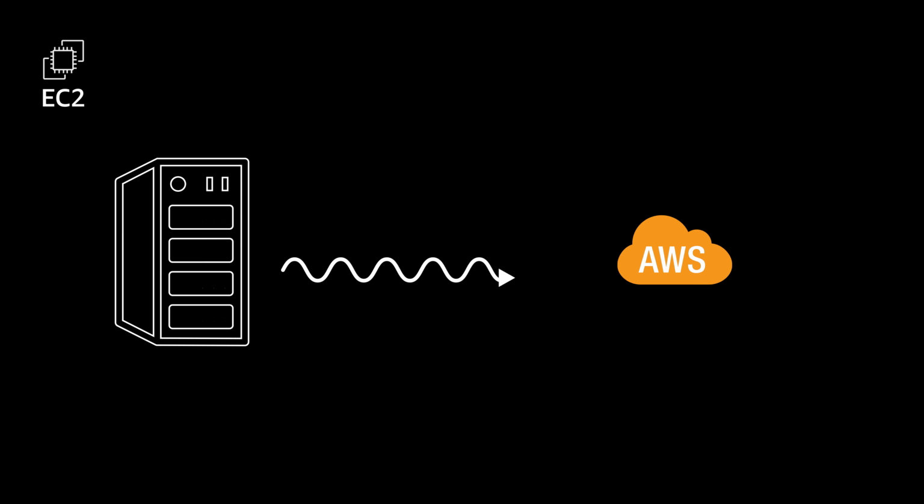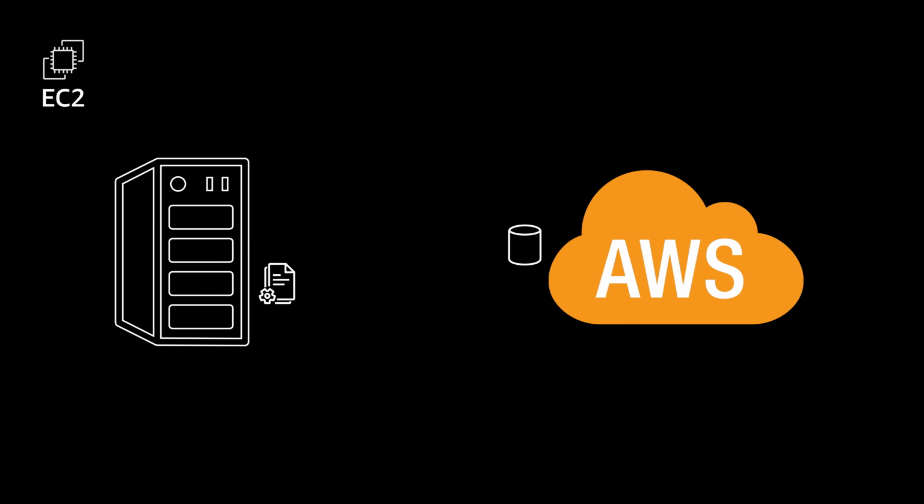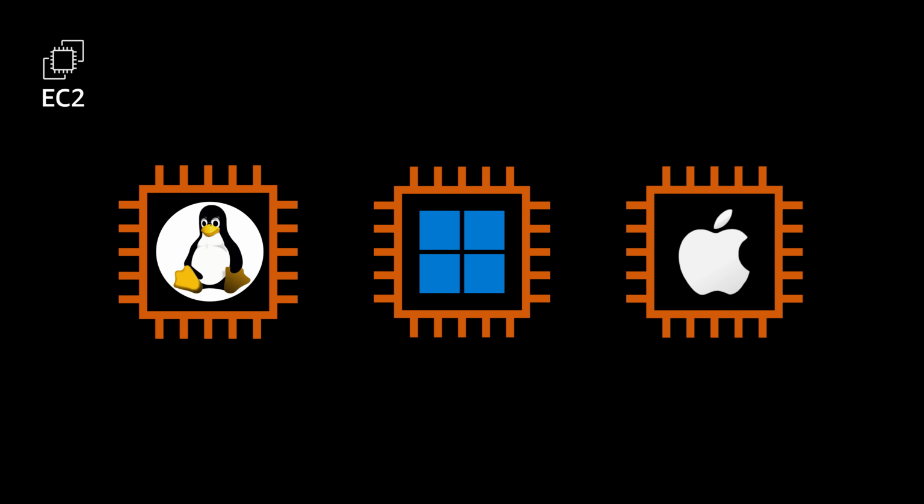EC2, or Elastic Compute Cloud, is the computing workhorse of the AWS cloud. Most people find EC2 to be the most familiar service to start their cloud journey, as it is similar to other virtual private server offerings from other providers. EC2 allows us to run virtual machines for Linux, Windows, and Mac workloads in a VPC network.